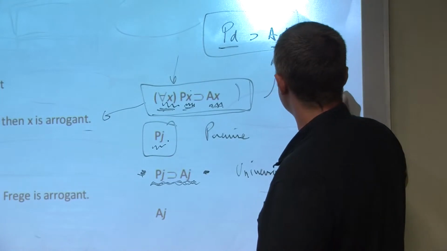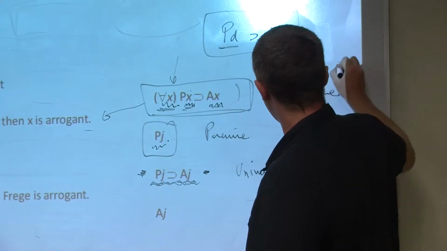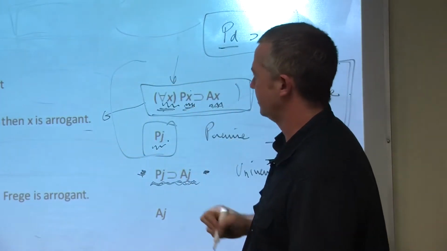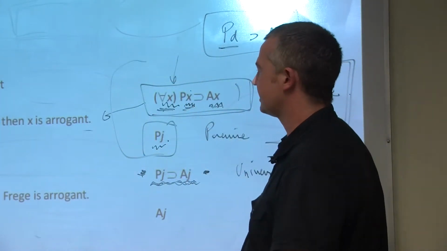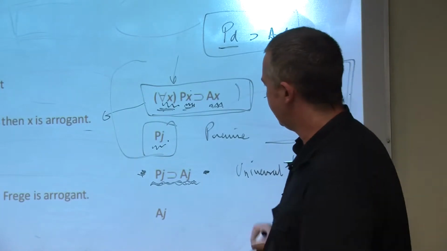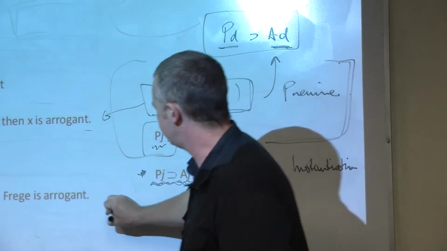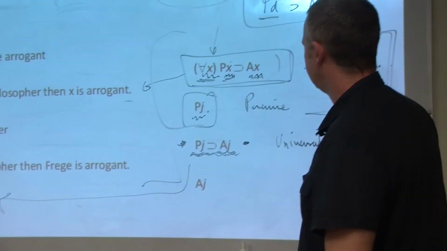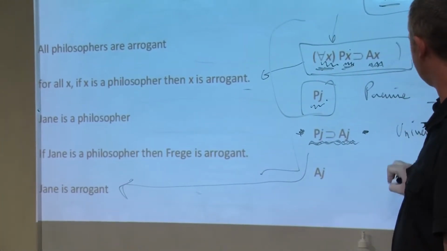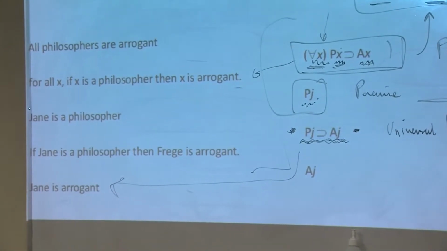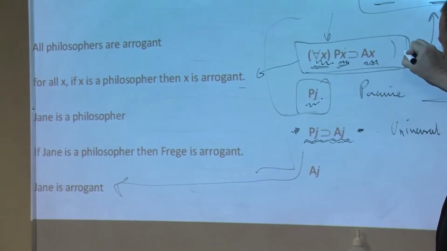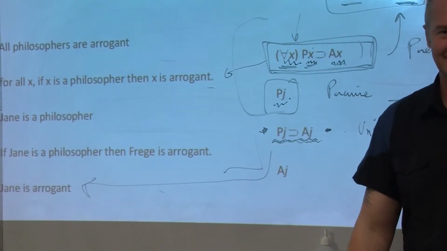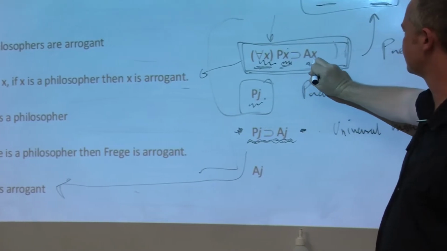This thing right here, Jane is a philosopher, is a premise. Let's say this is a premise too. So I've got two premises in this piece of reasoning. What are they? Philosophers are arrogant, and the second is Jane's a philosopher. And then I've got a conclusion down here. Well, here's my conclusion. Jane is arrogant. Okay? Now, in order to get there, I had to do a couple of steps. The first step was to move from this premise to something relevant to the argument. So the premise is for all x, if Px then Ax.